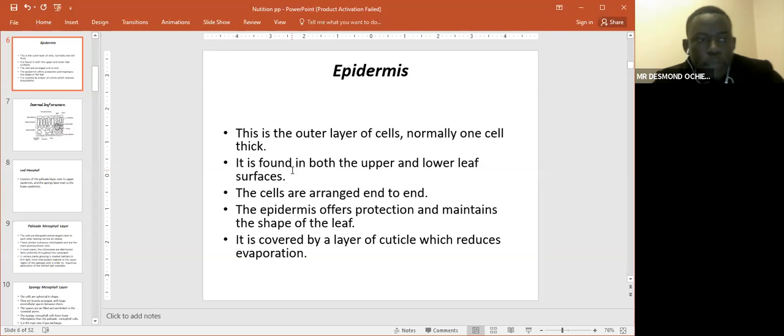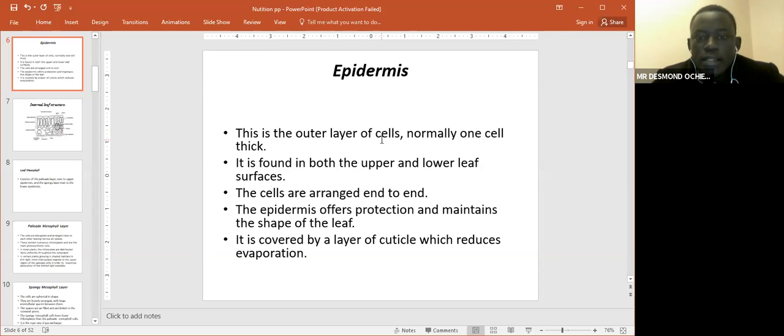So when you get to the epidermis, we have got both the upper and the lower epidermis, and the epidermis is the outer layer of cells, which are normally one cell thick. They are usually made up of one cell, so we say they are one cell thick. It is found on both the upper and lower surfaces. The ones found on the upper surface are called the upper epidermal cells, or the upper epidermis. The one found on the lower surface is called the lower epidermis.